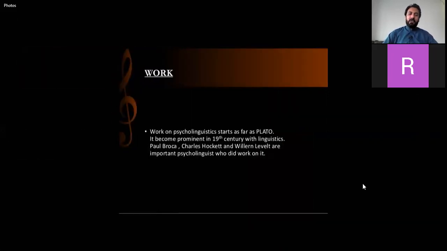The work on psycholinguistics is not new. It started from Plato, but later on it became famous in the 19th century. As we have already mentioned, Jacob Robert was the first person who used this term, but there were other linguists who worked on psycholinguistics. Their names are Paul Broca, Charles Hockett, and William Levelt.